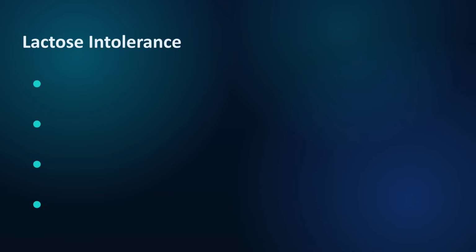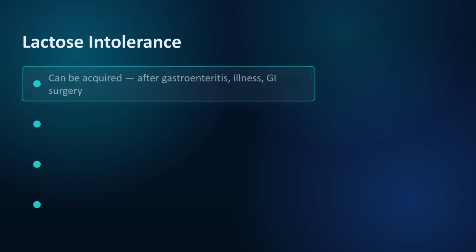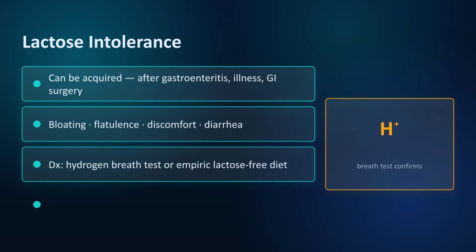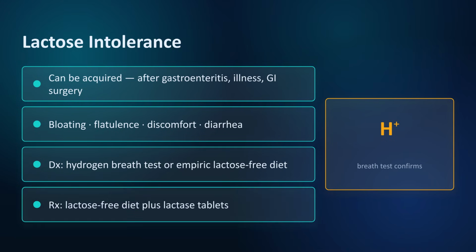Two teaching points. First, it is not only congenital, it can be acquired after an episode of gastroenteritis, after a medical illness, or after gastrointestinal surgery. So a patient can genuinely tolerate dairy for 40 years and then stop tolerating it. Second, the clinical picture is bloating, flatulence, abdominal discomfort, and diarrhea. Diagnosis is by hydrogen breath test, or simply by an empiric lactose-free diet. Treatment is a lactose-free diet, plus lactase tablets taken with dairy.